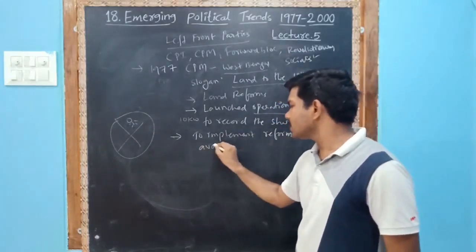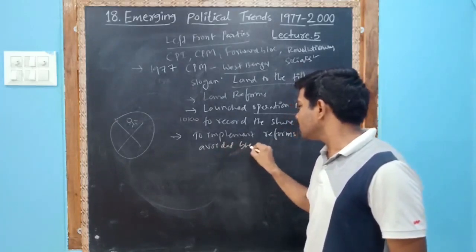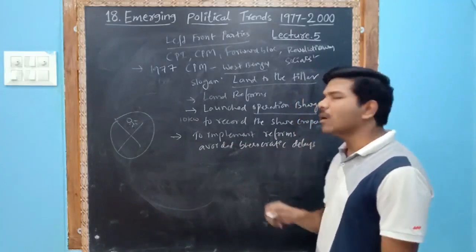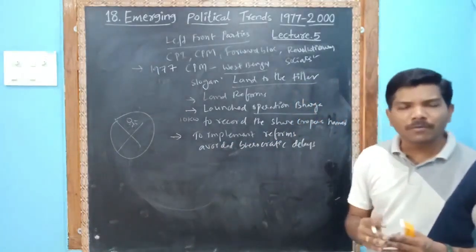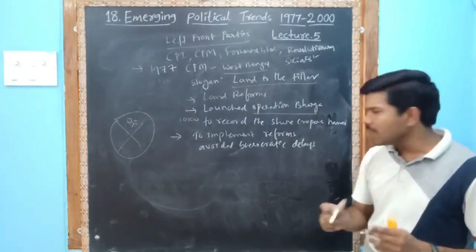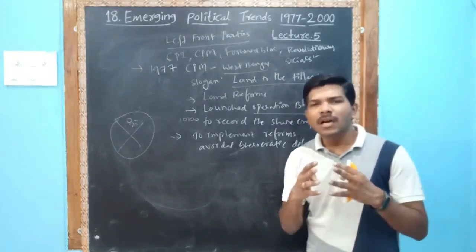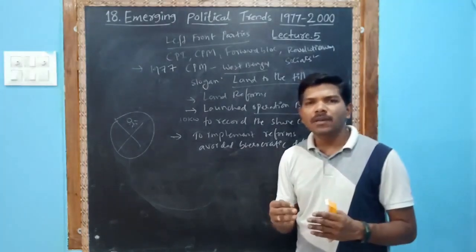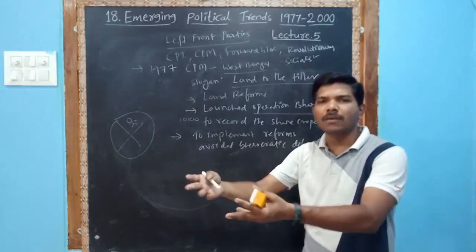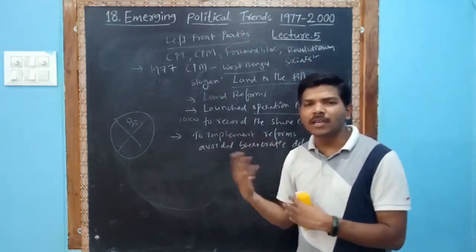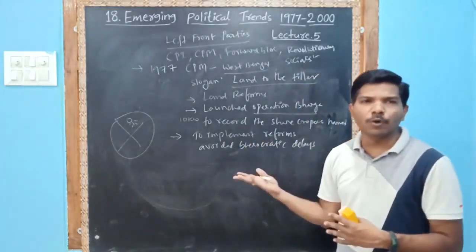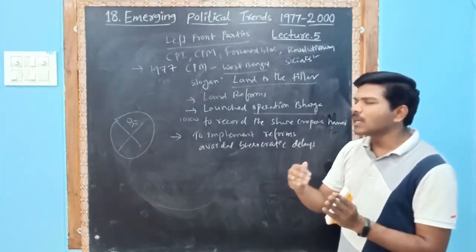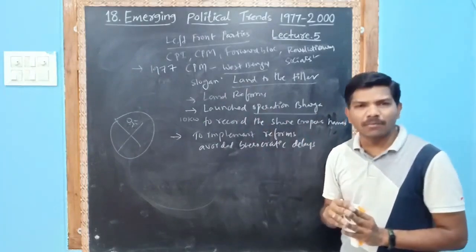To implement reforms, it avoided bureaucratic delays. Usually, most government work runs into delays, okay? And domination of the classes. Some of the people may dominate. Whenever the officers come, they will give land to them. Whenever the officers are gone, they may not return the lands to the poor people. Hence, the land owning classes were removed. Those who were land owning classes, these were removed.